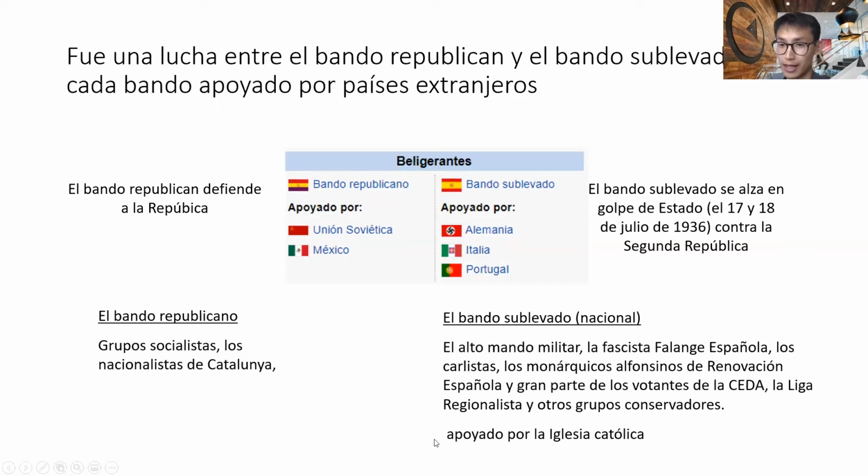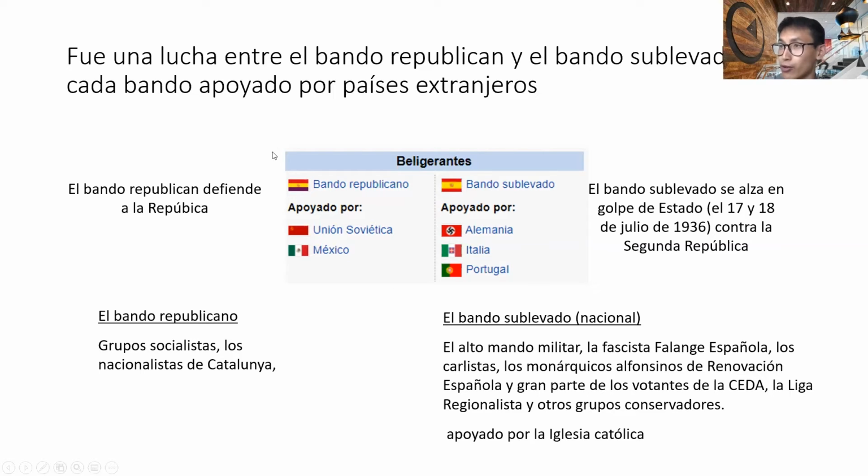What happened in the Second Republic was that they enacted a lot of agricultural reforms that took away the land of a lot of rich landowners, and they also weakened the power of the Catholic Church. That's why the nobles, the Catholic Church, and all the right-wing groups that are not socialists were not happy with the Second Republic. That's why they had a coup in 1936.